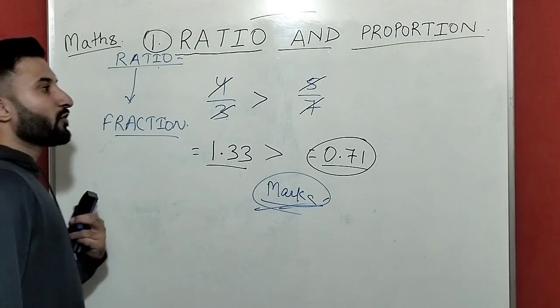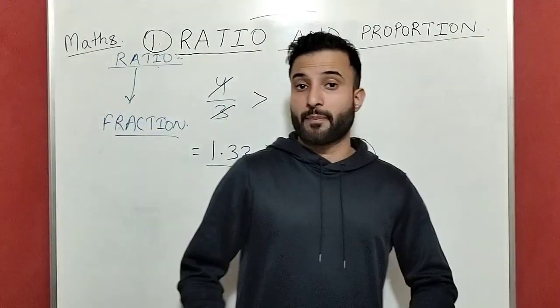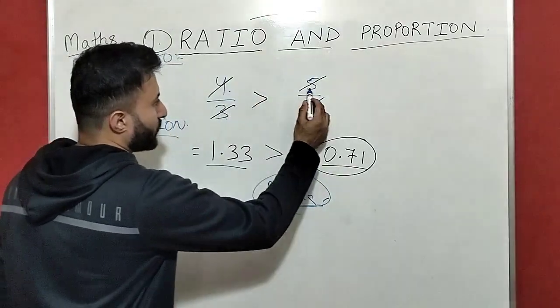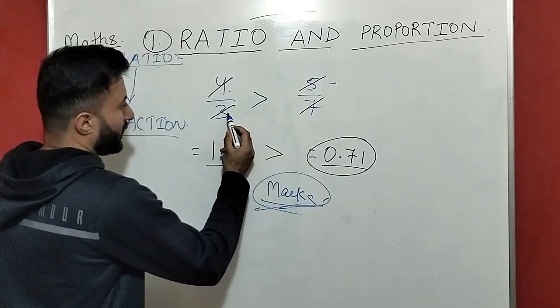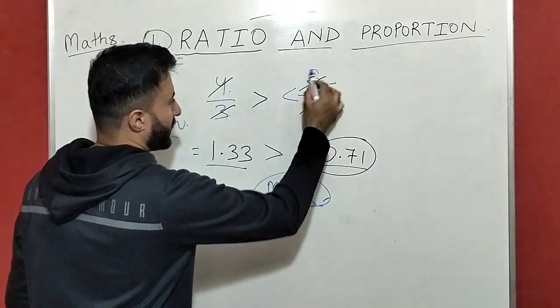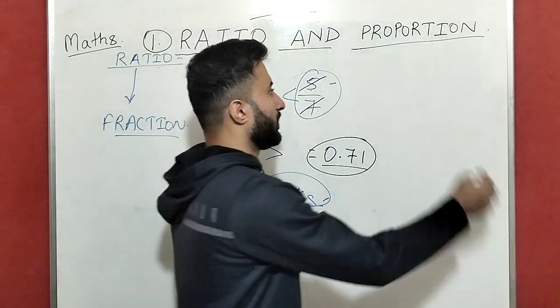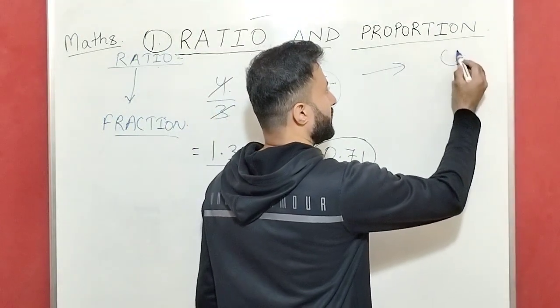Now, if you apply the Newton brain, then what you will do is, this is 4, this is 5. Oh, this is greater. This is 3, this is 7. Oh, this is greater. So what will happen if you apply the Newton brain? You will get a 0.